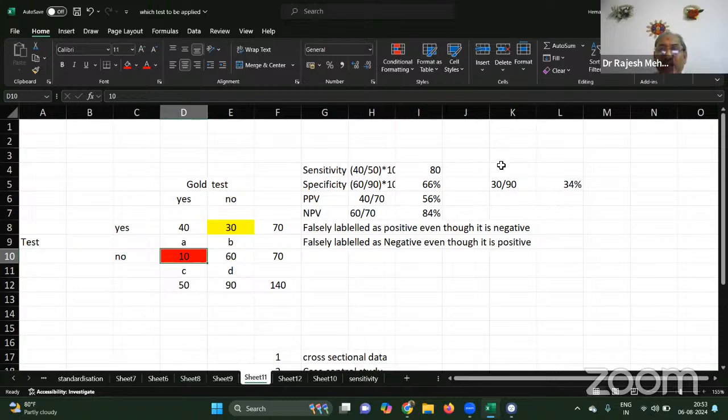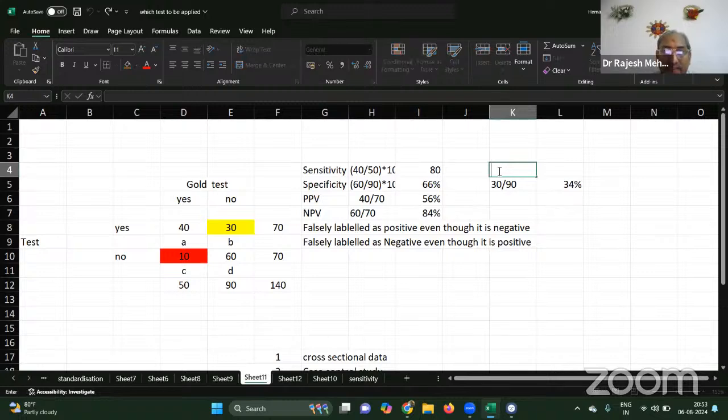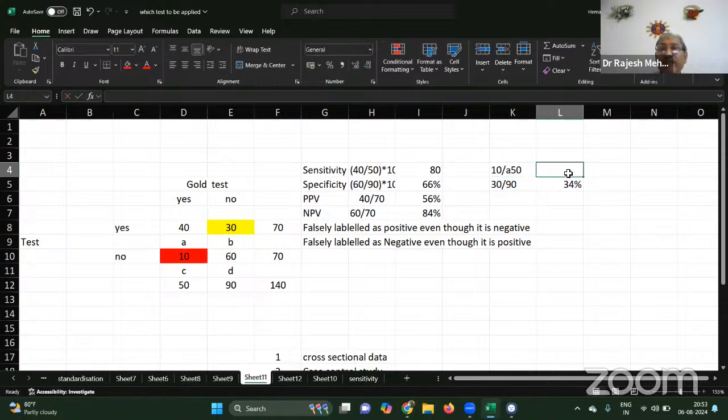So what is the number? 10 out of 50. So it is 20%. Anyway, so it is 20%, right?